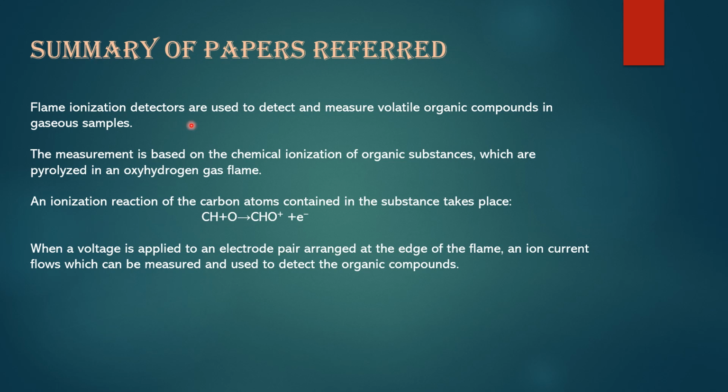Ionization detectors are used to detect volatile organic compounds. As we have seen, for different compounds, the current we observe is different. So from that we can detect various organic compounds. And for the flame to burn, we need to supply 10% oxygen, which also helps in the ionization of organic compounds.